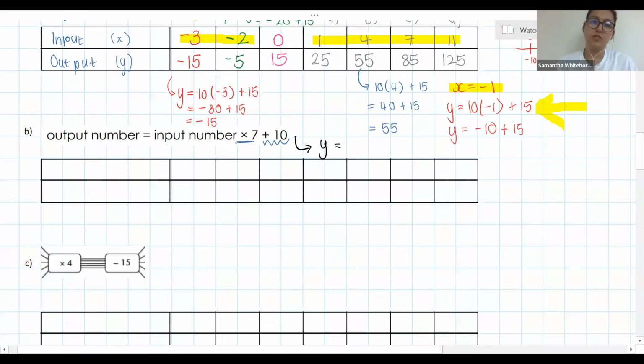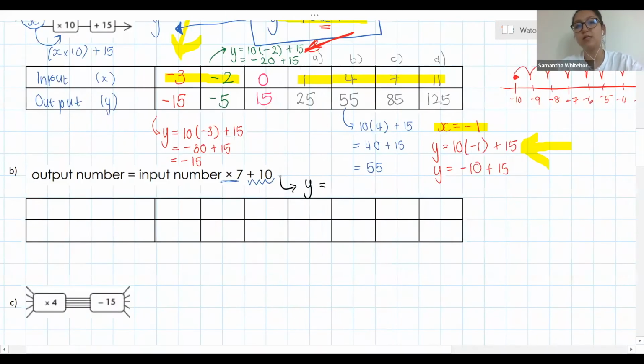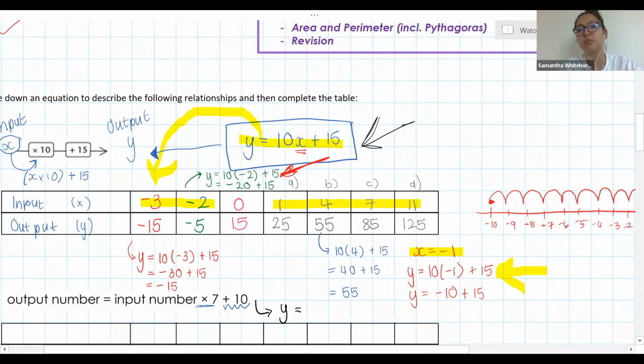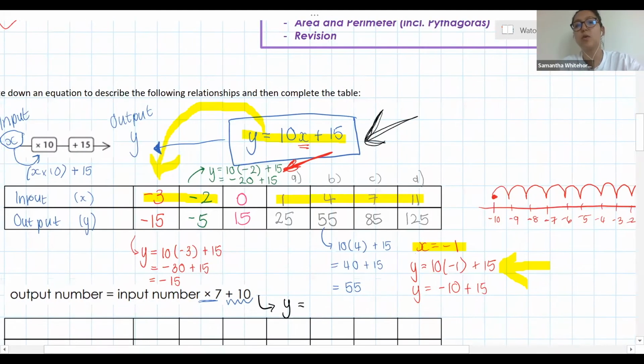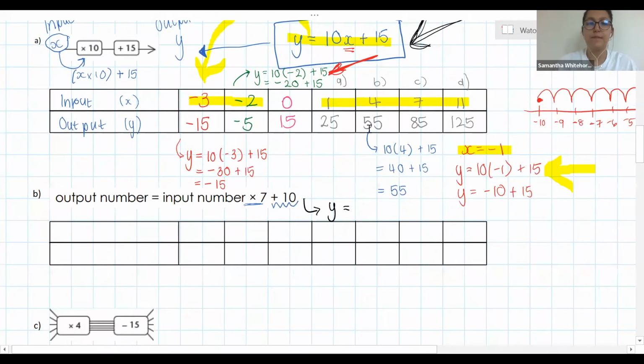who would like to try what the equation would be? When I say equation, guys, I'm talking about this thing that we wrote in the blue block over here. What would the equation now be for this relationship? Lesejo, do you want to tell me? Yes, ma'am. It's going to be y equals 7x plus 10. Excellent. Well done.